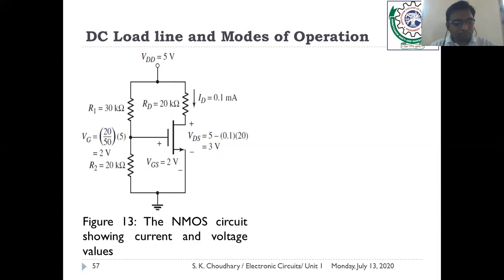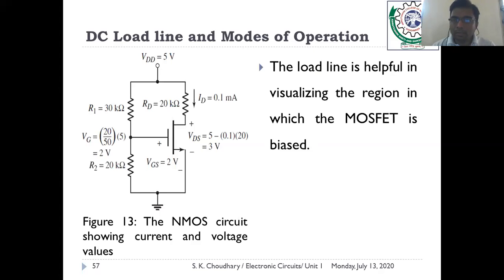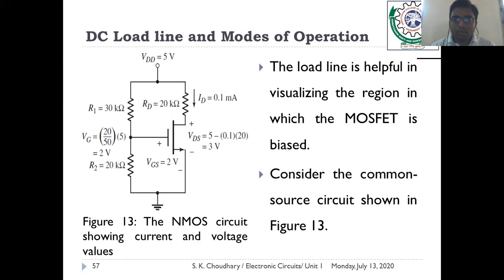So these are some modifications that we have done in our DC equivalent circuit of the common source configuration as per our requirement to define the DC load line, and these values have been given for the sake of simplicity to draw the DC load line. The DC load line, or load line, is helpful in visualizing the region in which the MOSFET is biased, or the region in which your MOSFET is working. So here we have considered the common source circuit.